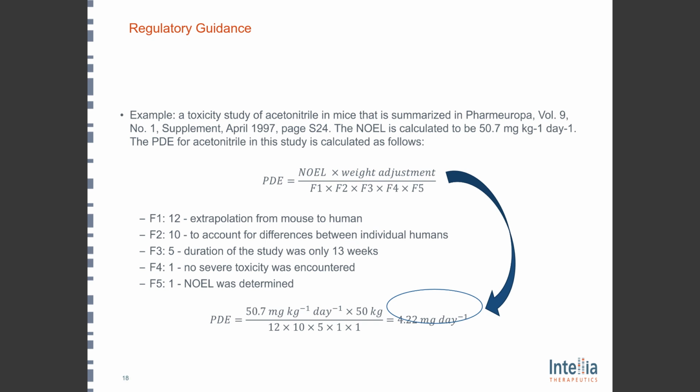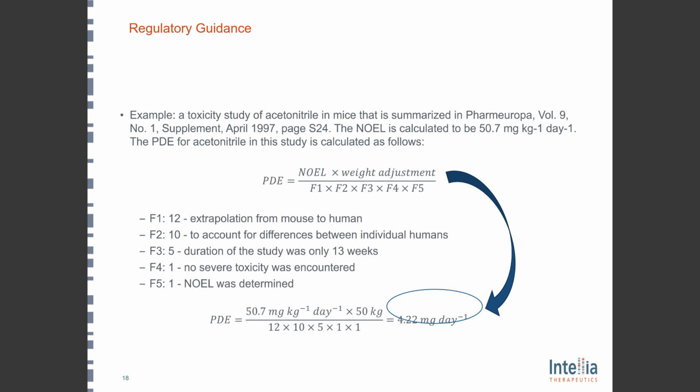And then for F4 and F5, those are both counted as a 1 because this was a NOEL, no observed effect level, instead of the lowest observed effect level. There was no severe toxicity encountered within the article, and the NOEL was determined. So as you can see at the bottom, the permissible daily exposure for acetonitrile was found to be 4.22 milligrams per day. So this is great.